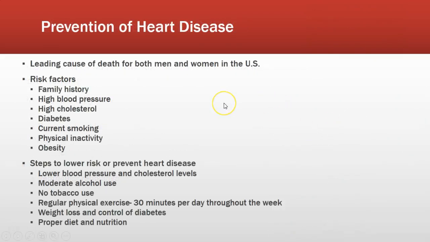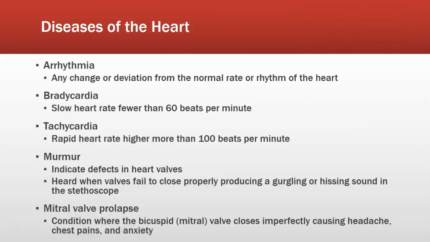Heart disease is the leading cause of death in both men and women in the U.S. It used to be highest for men, not for women, but now it's true with women as well. Arrhythmia means any change or deviation from normal heart rate. So if a person has a slow heart rate, which means fewer than 60 beats per minute, we call that bradycardia. Tachycardia is an abnormal rapid heart rate higher than 100 beats per minute. This wouldn't be if you're exercising, but usually a person is just still and they have a tachycardia.